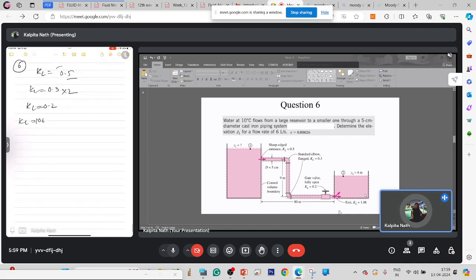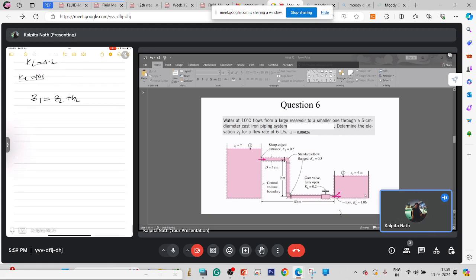So 1 and 2 are the free surfaces. If we apply the Bernoulli equation at 1 and 2, P1 and P2 are both at atmosphere, so they will cancel out. Velocities at 1 and 2 will be 0. So we will find that Z1 is equal to Z2 plus HL. HL is the total loss, that is major loss plus minor loss. So HL is equal to FL by D, the major loss, plus the minor loss, summation of all KL times V square by 2g.